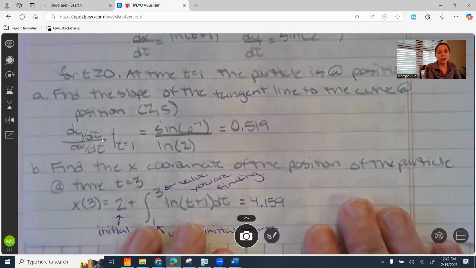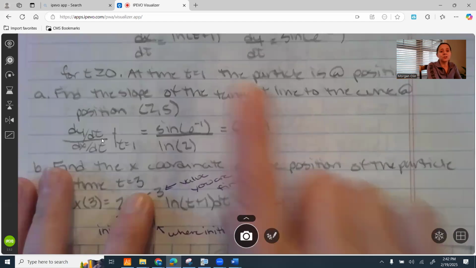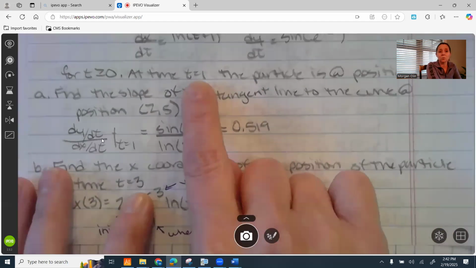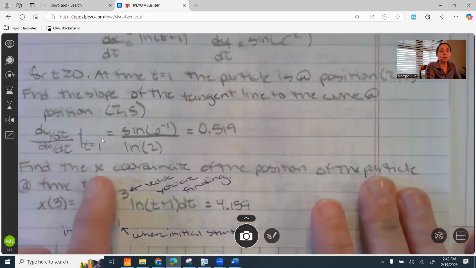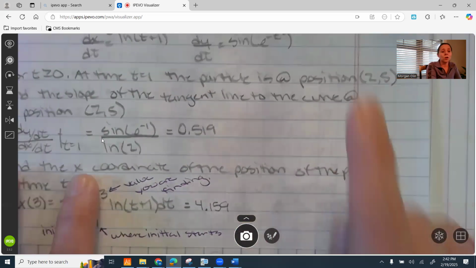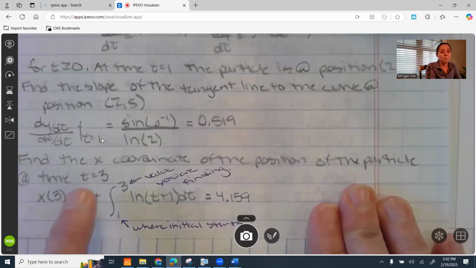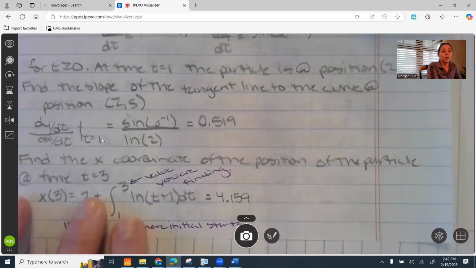Now part B. Find the x coordinate of the position of the particle at time t equals 3. Pay attention. They gave us when time t equals 1, so that's where we're going to start. This is our initial position. The x coordinate started at 2. So to find x of 3, we start at the initial, which is 2, plus the integral. The initial started at t equals 1, and we're trying to find the value at 3. And you integrate your dx/dt right here.